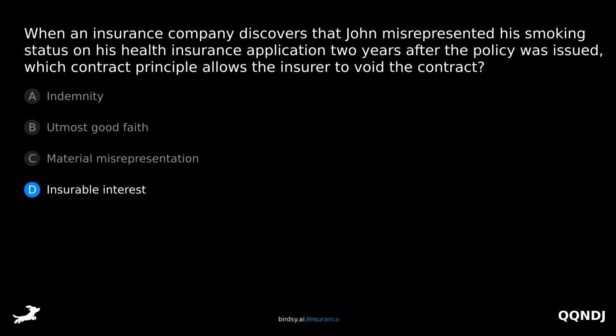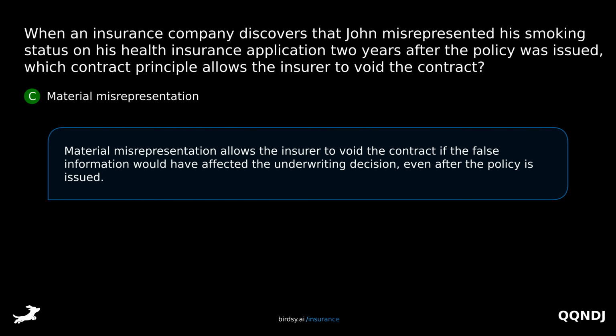Insurable interest. The correct answer is C. Material misrepresentation. Material misrepresentation allows the insurer to void the contract if the false information would have affected the underwriting decision, even after the policy is issued.